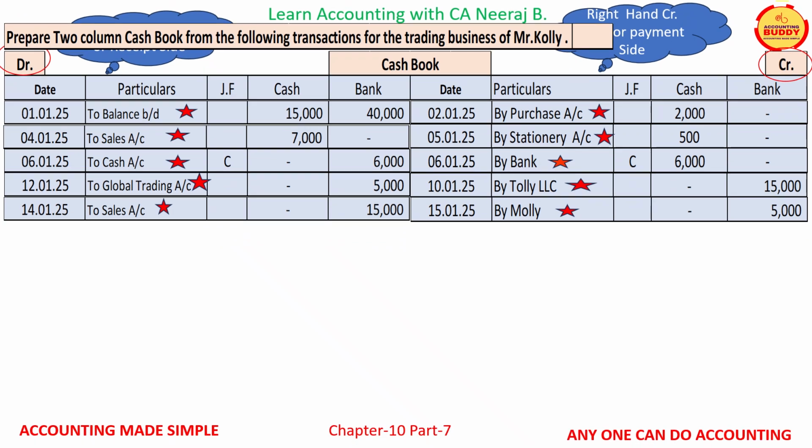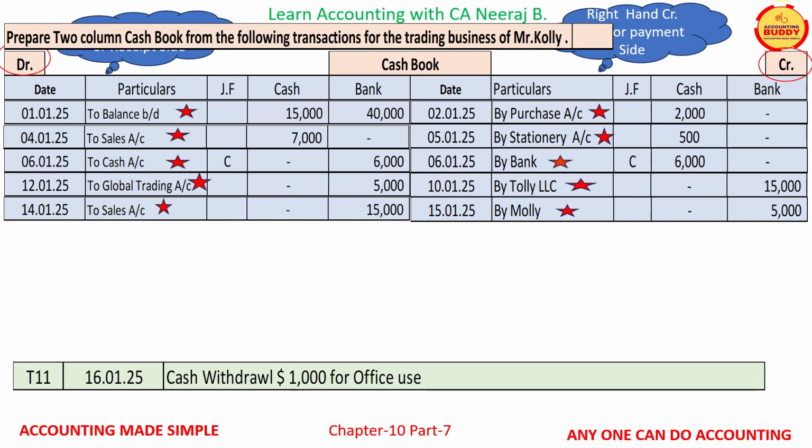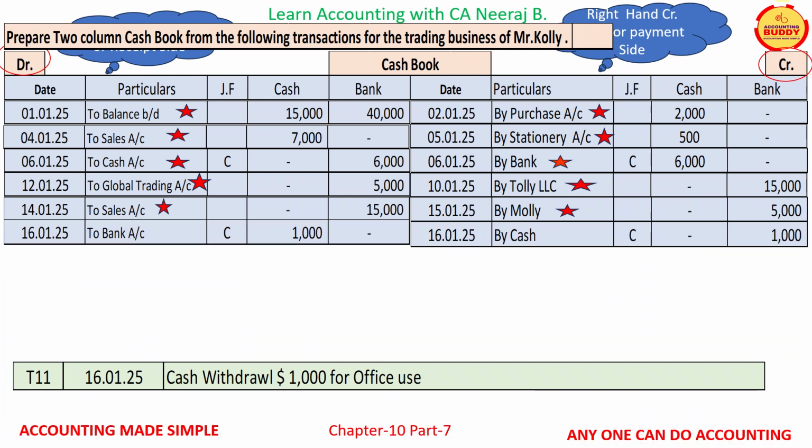In continuation to the preparation of the double column cash book as per the previous slide, the next transaction T11 is on 16th of January 25. The business withdrew $1,000 cash from bank for office use. Since this entry is affecting both the cash and the bank balance, it will be recorded on both sides of the cash book. Cash is received, therefore on 16th of January 25 by writing the words to bank account, $1,000 will be recorded in the cash column on the left-hand debit side of the cash book.